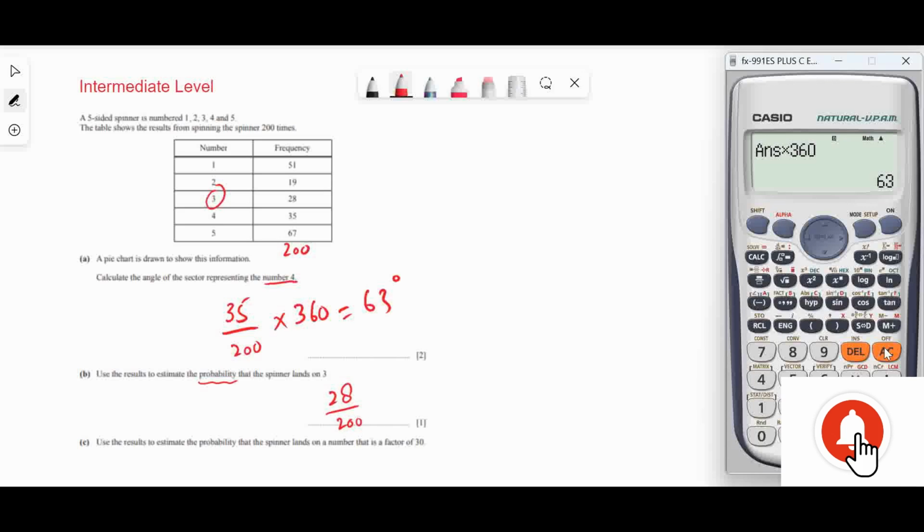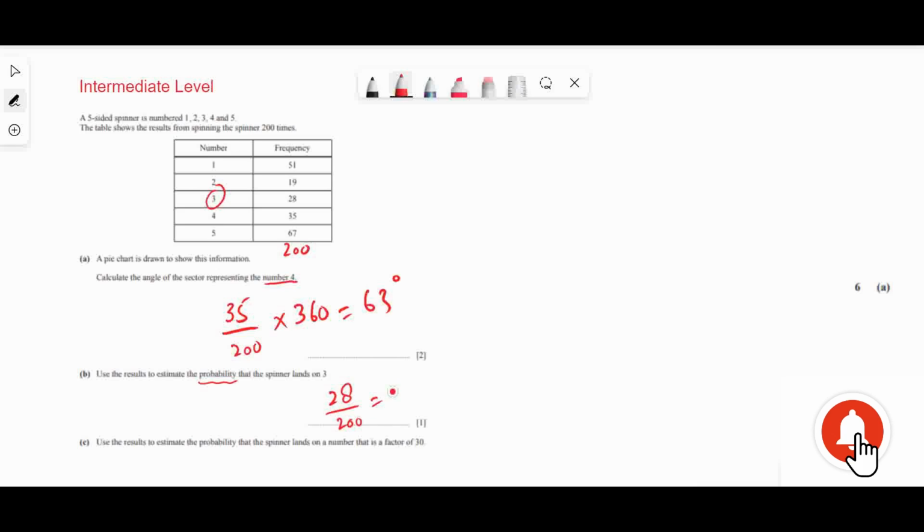We can also simplify it into its lowest form. So 28 divided by 200 will be equal to 7/50. Both the answers are correct. So let's move to the C part.